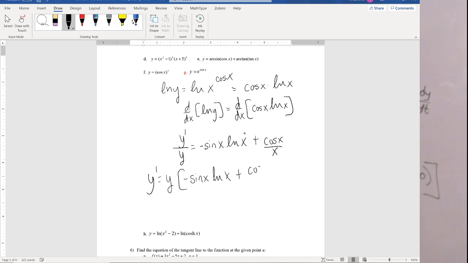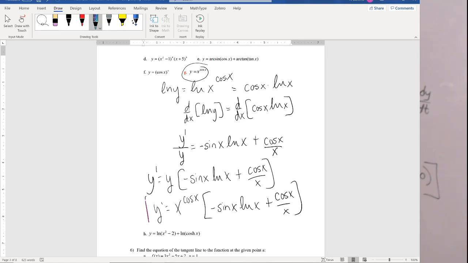And if you know your basic derivatives pretty well, these problems aren't so bad. You just plug y back in, which is the original equation. So that's x to the cosine x times negative sine x log x plus cosine x over x. And that would be your answer for that one.